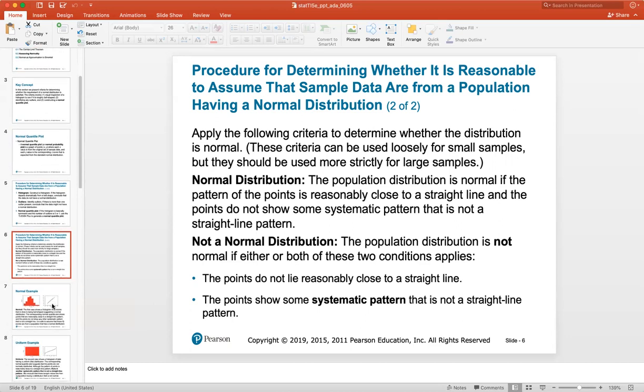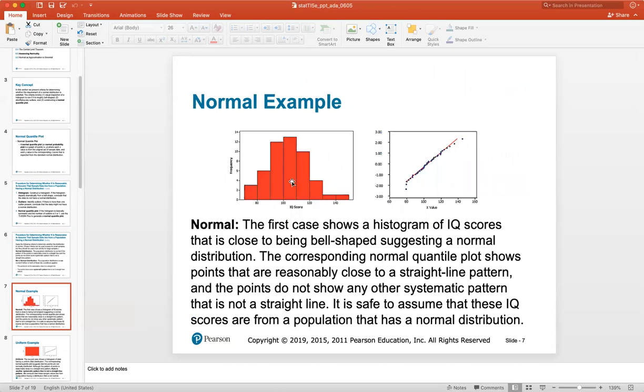Look at this. We see two figures. The graph on the left side is the histogram, and the graph on the right-hand side is the normal quantile plot. The x value represents the sample data, and the y-axis represents the corresponding z-score. You see the points right there. The points approximately lie on a straight line, right? In this case, we can see that the sample has a normal distribution.